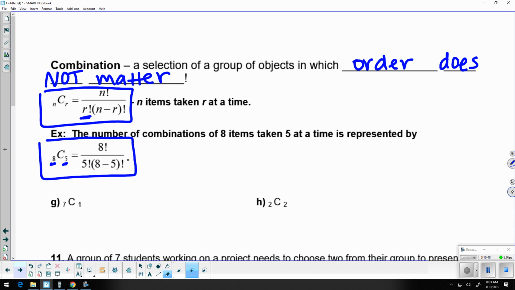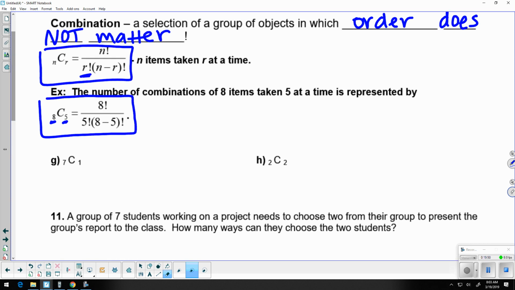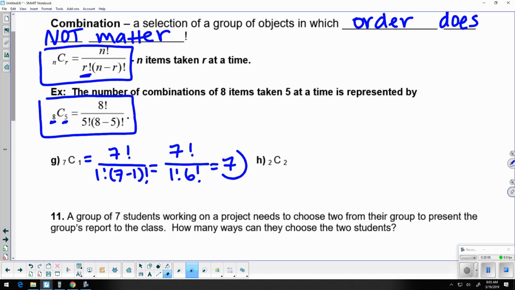So when you plug this into their formula, if it's 7 choose 1, we would have 7 factorial over 1 factorial, and then 7 minus 1 factorial. So this would be 7 factorial over 1 factorial, 6 factorial. So it really just ended up being 7 in the very end. If I have 7 total items and I'm just choosing one of them, how many different ways can I do that? There's 7 different ways to choose one item if there's 7 of them. Okay, so it kind of makes sense too when you think about it with the combination.